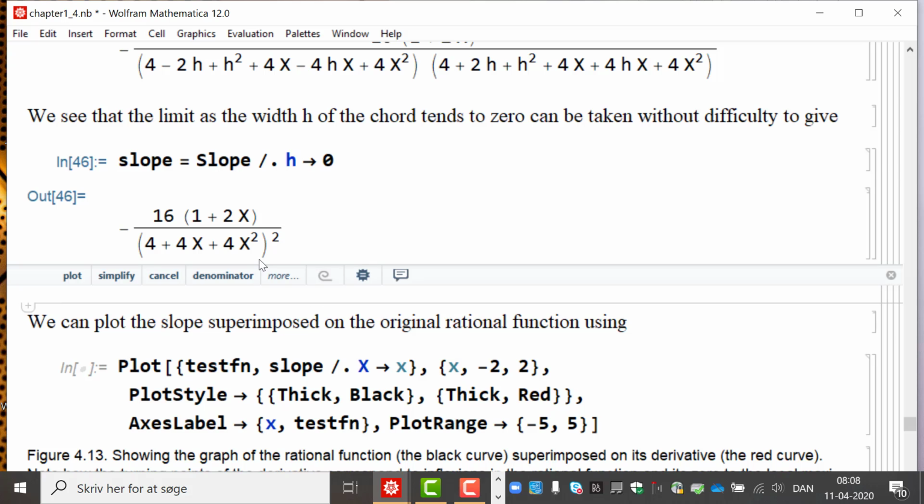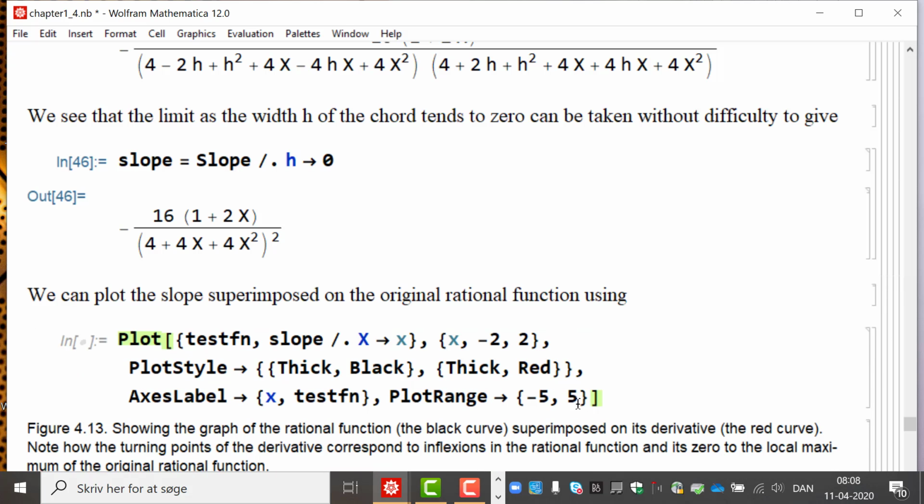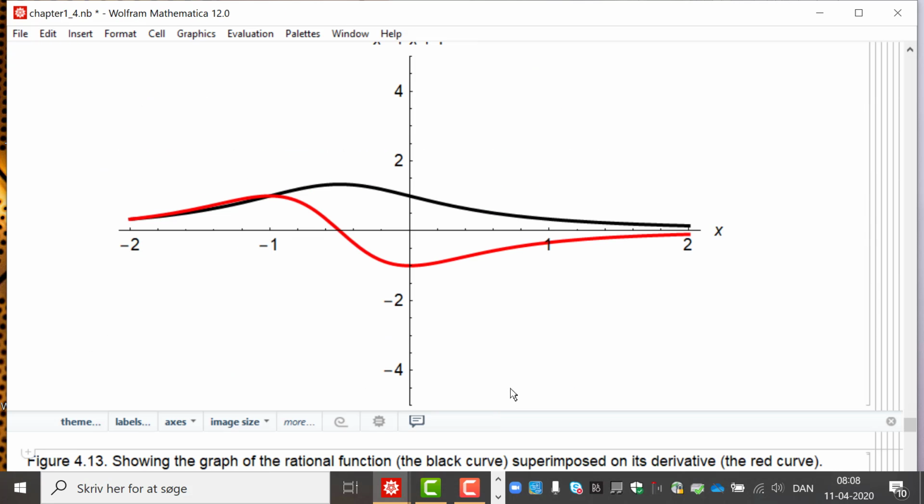And that's what it looks like. So the slope vanishes when x is a half by the look of it, and it is basically the original function to power 2. Maybe we should simplify this. Right, so we'll plot this slope and superimpose it on the test function using this. And what do we get?